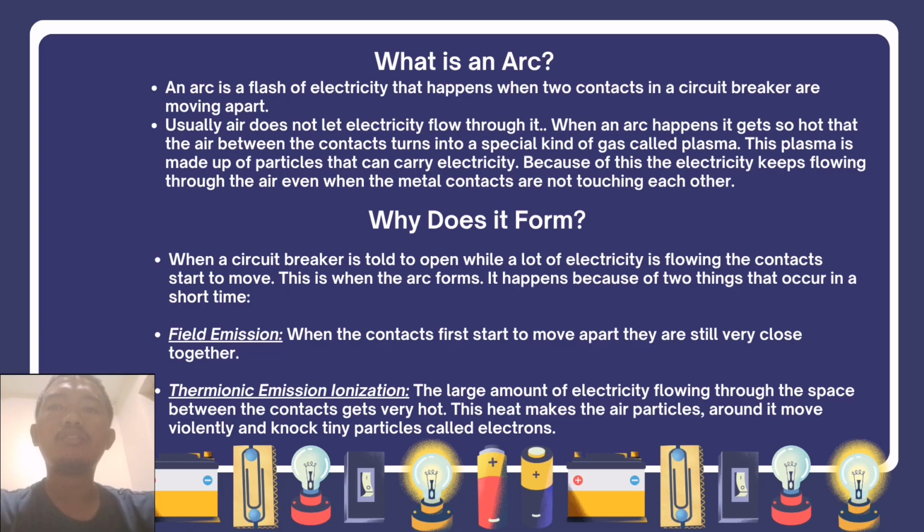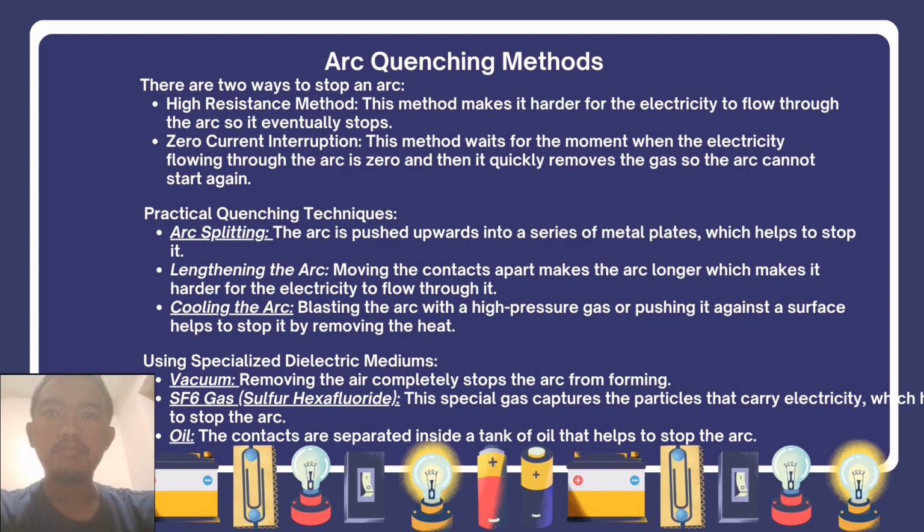Arc quenching methods. There are two ways to stop an arc. High resistance method. This method makes it harder for the electricity to flow through the arc so it eventually stops. Zero current interruption. This method waits for the moment when the electricity flowing through the arc is zero and then it quickly removes the gas so the arc cannot start again.